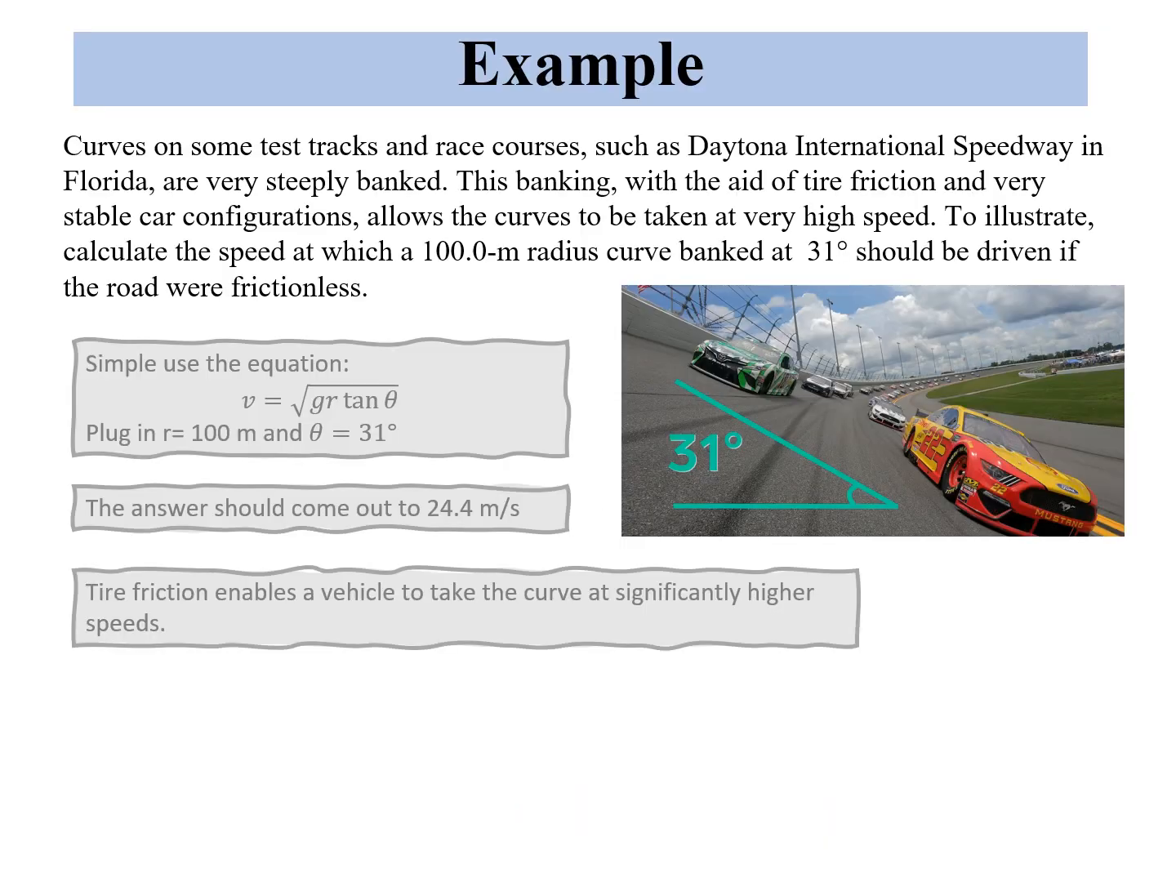Let's go over this example problem. The problem states: curves on some test tracks and race courses, such as Daytona International Speedway in Florida, are very steeply banked. This banking, with the aid of tire friction and very stable car configurations, allows the curves to be taken at very high speed. To illustrate, calculate the speed at which a 100-meter radius curve banked at 31 degrees should be driven if the road were frictionless.